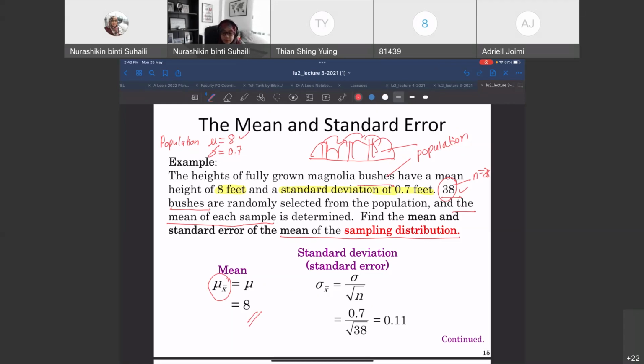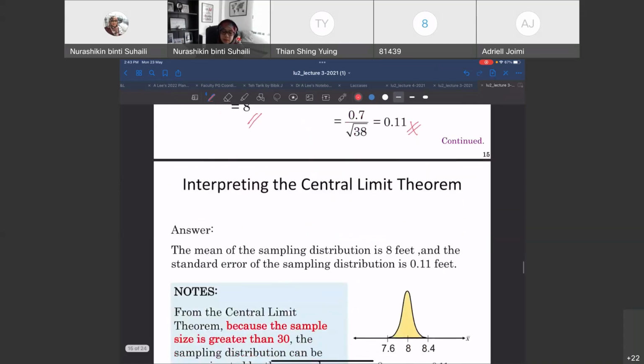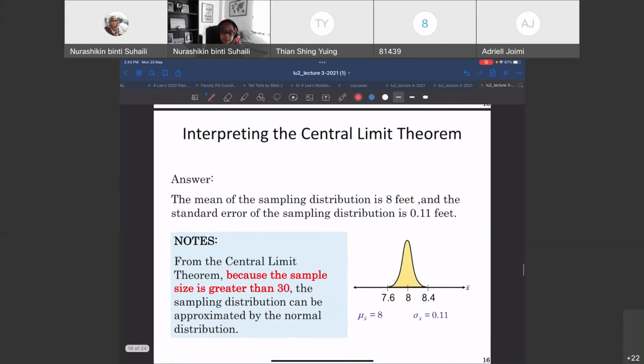And then the standard deviation is equal to, you just apply the formula just now. Why can you apply this? Because it satisfies the central limit theorem. So the standard deviation of the sample means is equal to the standard deviation of the population divided by the square root of n. n is 38. So you get this value. Okay, so those are the two answers. The key thing here is you have to relate it with the central limit theorem. That's how you can solve it and use the formula.